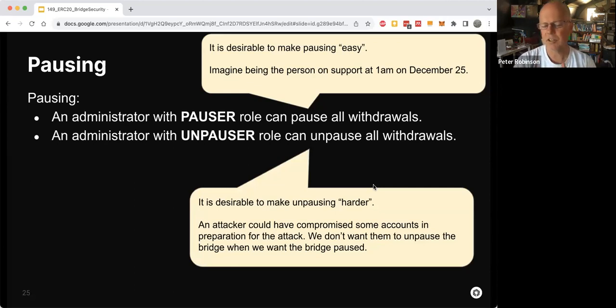So you can imagine an attacker could compromise some accounts. And the last thing you want them to be able to do is you pause and then they immediately unpause and then complete their attack. That'd be awful. So you want to have unpause to be much harder than pause.